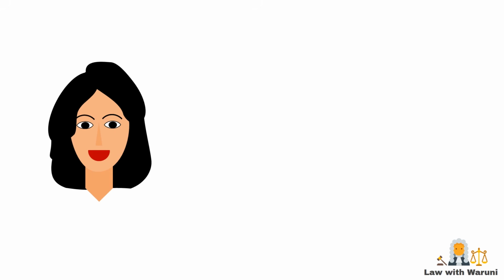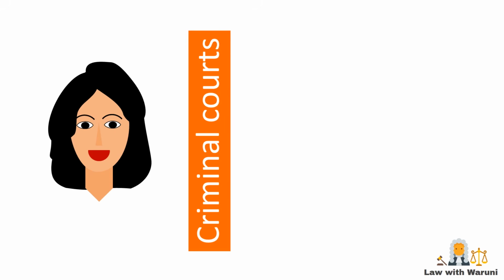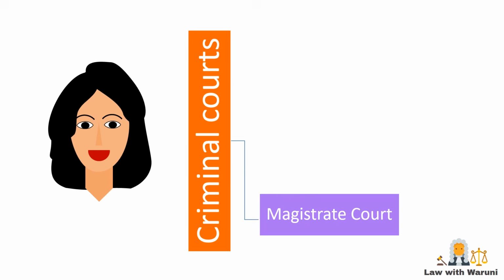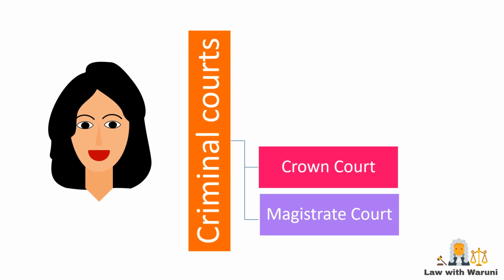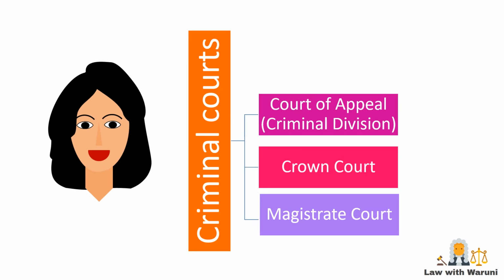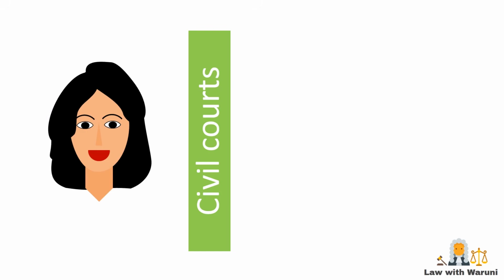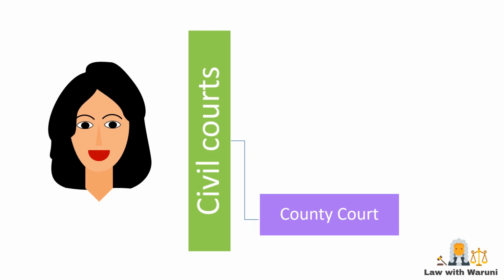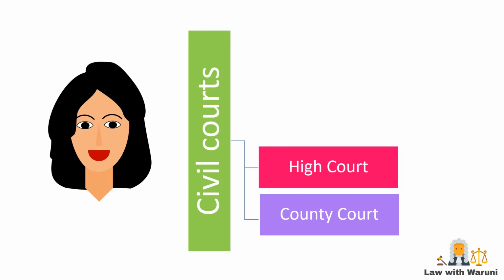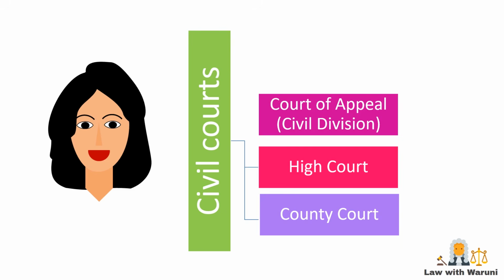I will show you the criminal court structure. First, we have the Magistrate Court, then we have the Crown Court, then the Court of Appeal, then the Supreme Court. This is the civil court structure. The most inferior civil court is the County Court, then the High Court, then the Court of Appeal Civil Division, then the Supreme Court.